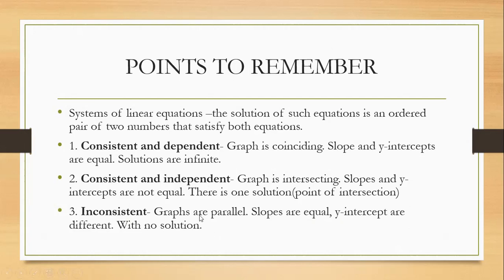Again, the three systems are consistent and dependent: the graph is coinciding, slopes and y-intercept are equal. Consistent and independent: intersecting graphs, different slope and different y-intercept. And inconsistent: parallel graphs, and y-intercepts different but slopes are equal.